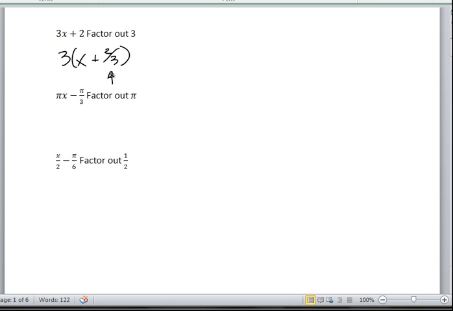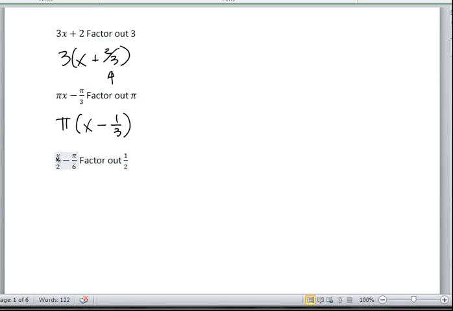Similarly, I can factor out a pi from this next one. I have pi x minus pi over 3. So I pull out the pi, and what am I left with? Well, I have x minus, well, what do I have to multiply pi by to get pi over 3? That's 1/3. Okay? And it looks kind of funky here, but it's not any more difficult.